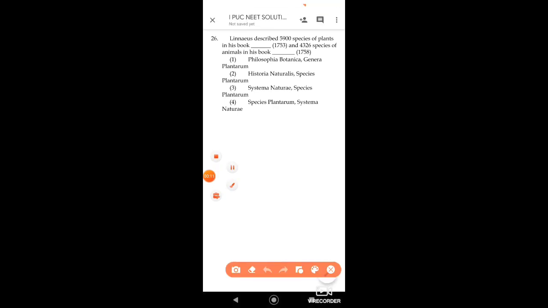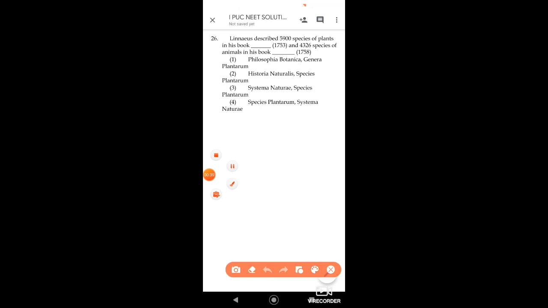Linnaeus described 5,900 species of plants in his book in the year 1793. We have to select the book from the given options, which is the book where 5,900 species were described by Linnaeus. And secondly, 4,326 species of animals were also described by Linnaeus, but in the year 1758. We have to mention the book here again.